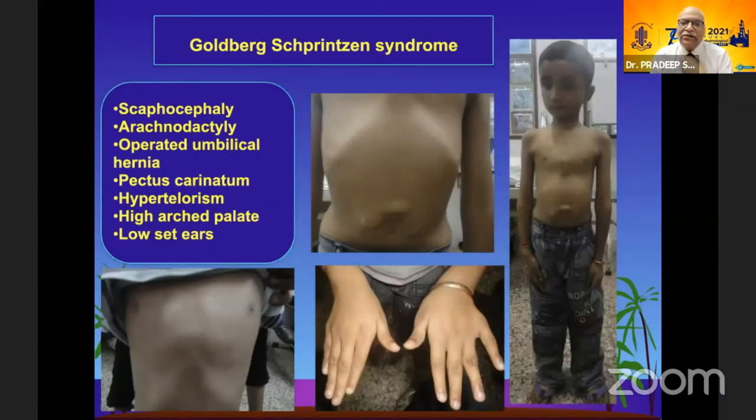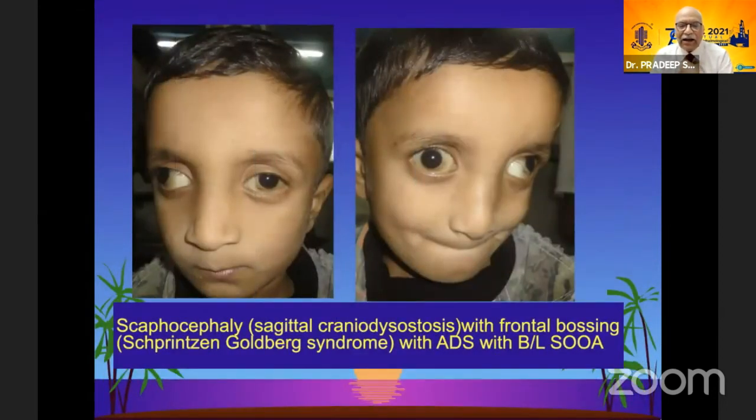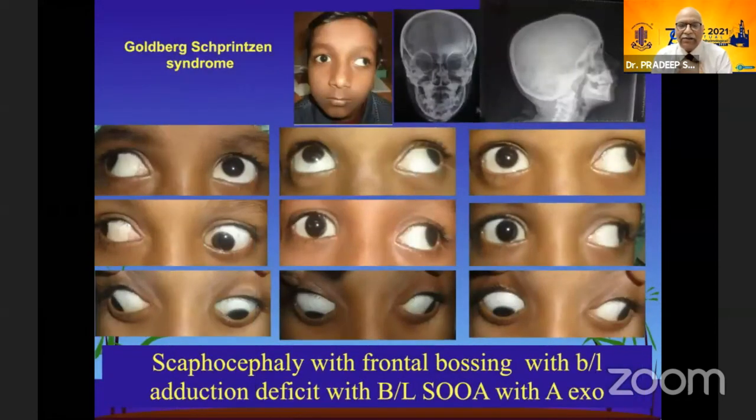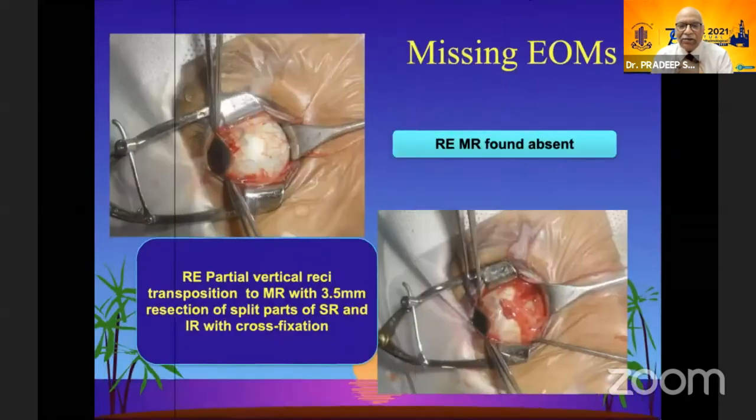Sometimes we deal with very weird exotic cases like the Goldberg-Shprintzen syndrome, which may have congenital aplasias. This is having a scaphocephaly with sagittal craniosynostosis with frontal bossing. And when we examined the eye, there was marked exotropia. The medial rectus was found absent.